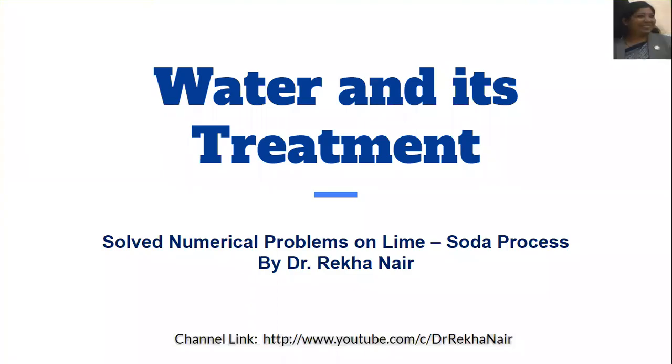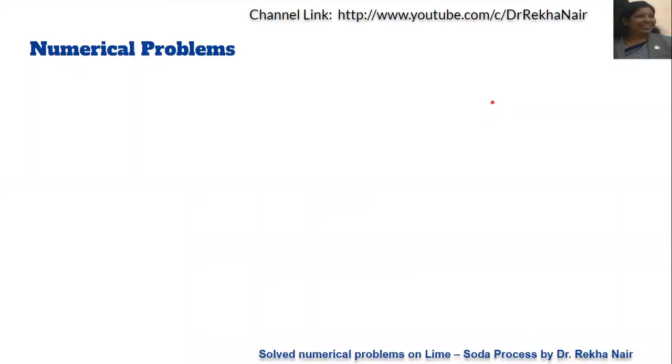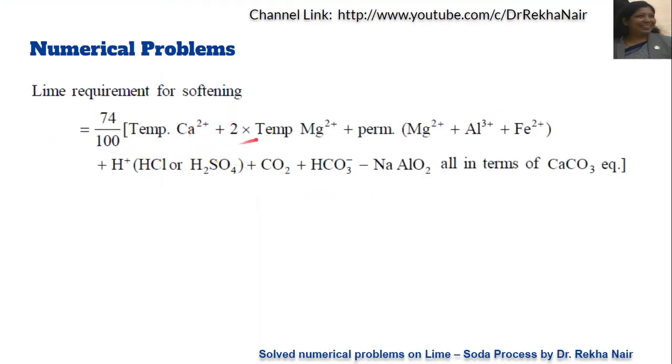Hello friends, today we will be discussing some of the numerical problems on lime soda process. In the previous video, we have derived the formula for lime requirement, that was 74 upon 100 [temporary calcium + 2 × temporary magnesium + permanent magnesium + aluminum and iron + H+, that is acids like HCl or H2SO4 + carbon dioxide + HCO3- - NaAlO2], and all in terms of calcium carbonate equivalent.